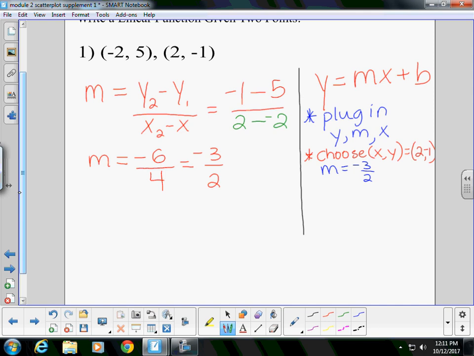So I'm going to take my equation, and where it says y, the equation says y equals mx plus b. So I'm going to replace my y, my m, and my x. So in place of y, I'm going to plug in -1. In place of m, I'm going to plug in -3 over 2. In place of x, I'm going to plug in 2. And then plus b. And now I'm going to solve for b. Okay, so I'm bringing down the -1. Now I'm going to multiply -3/2 times 2. So let me open my calculator here.